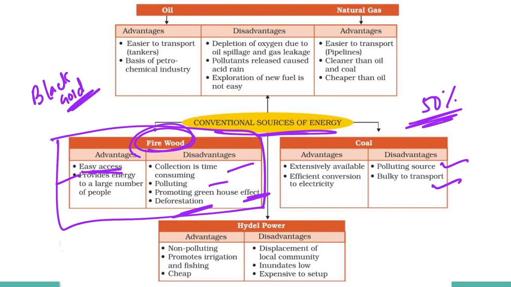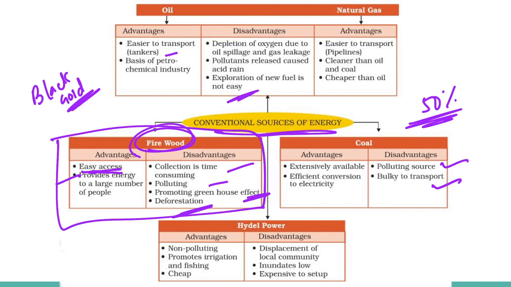The advantage of these oils is that they are easier to transport in tankers. These oils are the basis of petrochemical industries. And the disadvantage is the depletion of oxygen due to oil spillage and gas leakage. Pollutants released cause acid rain, and exploration of new fuel is not easy as it takes millions of years to form.